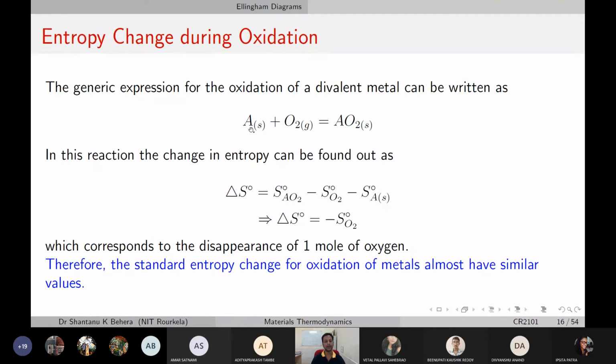Instead of a divalent metal, if you take a monovalent one, then you can write... is it a divalent metal? No, it's not a divalent metal, right? This is like a titania kind of thing, or titanium, or zirconium, or things like that. Okay, if you take a divalent metal, it'll be 2A plus O2 gives 2AO kind of thing. And likewise, if you take a monovalent metal, Na2O.